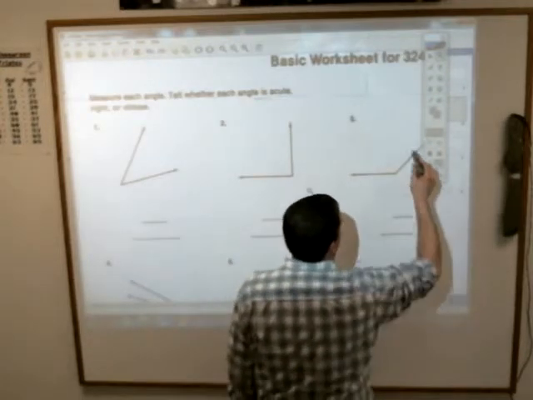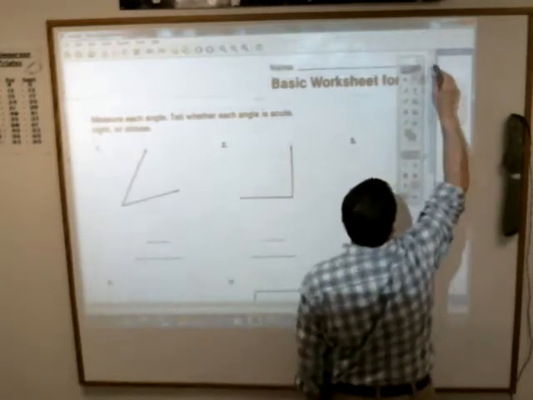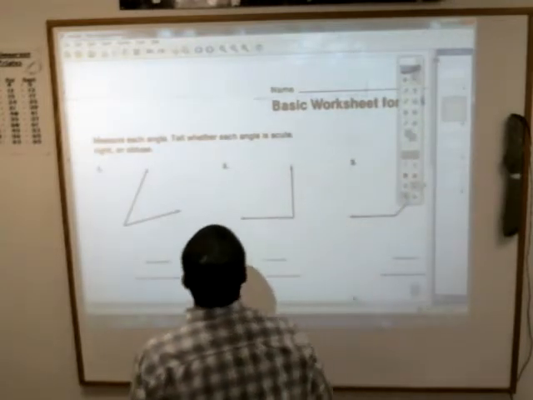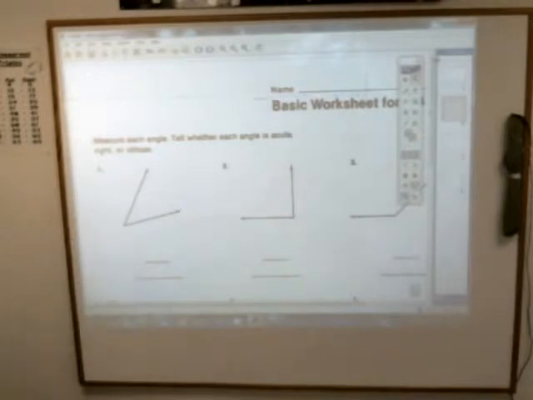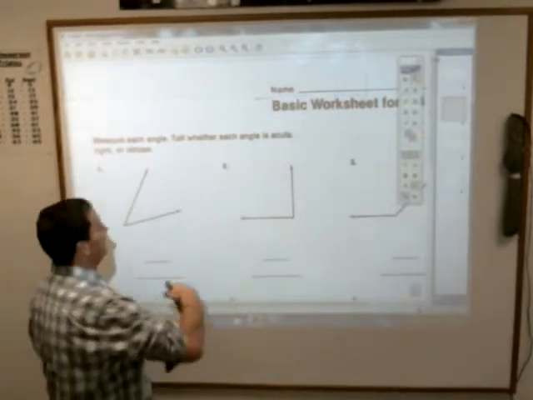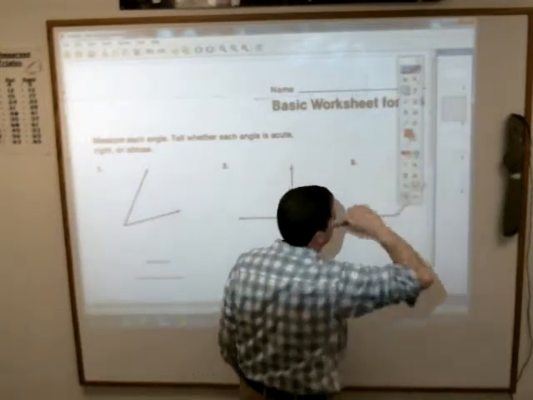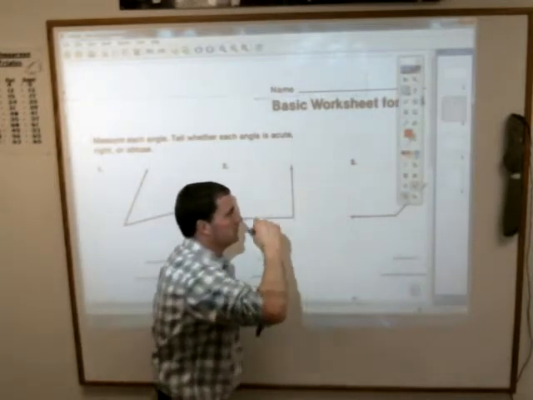Here we go. The first step, well, there's two things we're going to look at. We're going to look at how to measure angles, and we're going to learn how to make angles. And the first one is measuring angles. Okay, and here are the steps that you need to do in order to measure an angle.